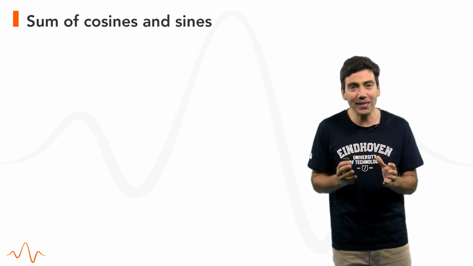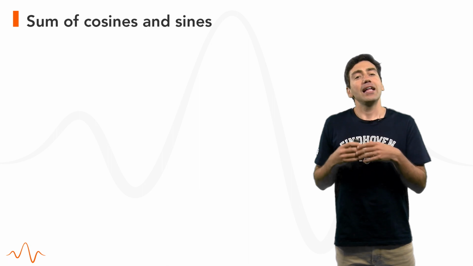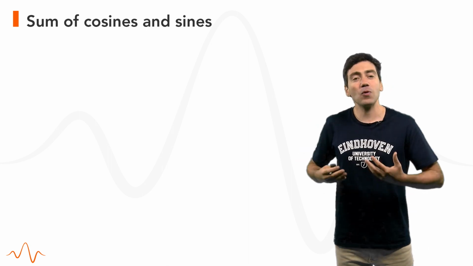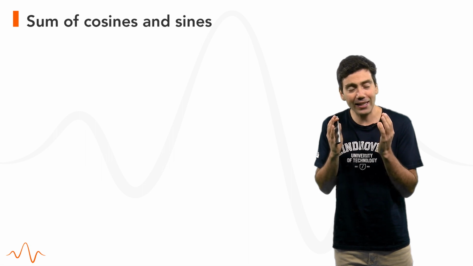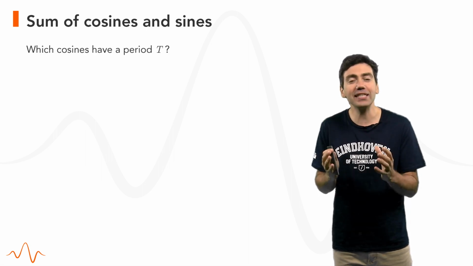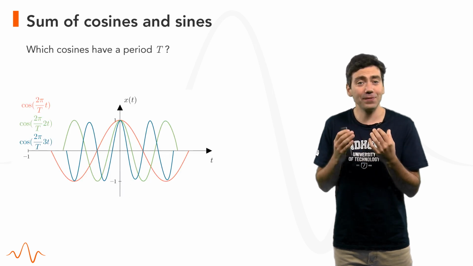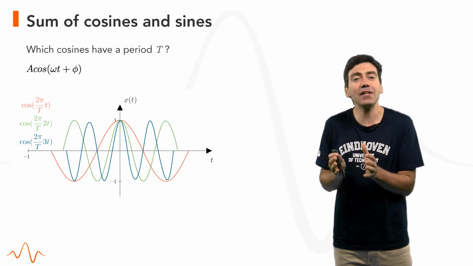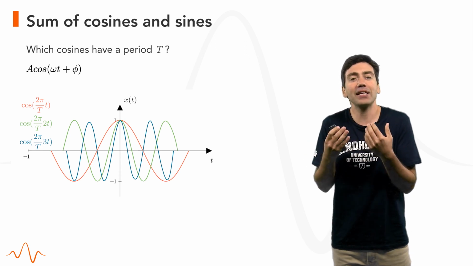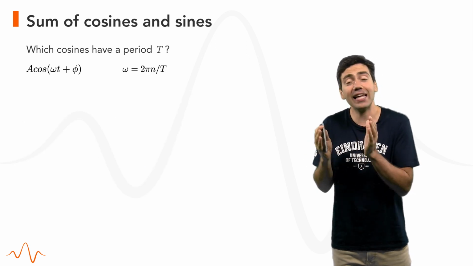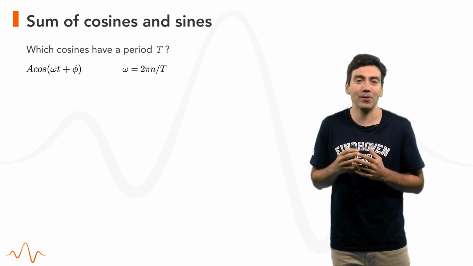So, if we want to represent a periodic signal with period capital T, we want to represent it with a sum of cosines. Let's start by understanding which cosines have period capital T. The answer is very easy. A cosine taking the form a cosine of omega t plus phi has period capital T if omega, the angular frequency, is a multiple of 2 pi over capital T.